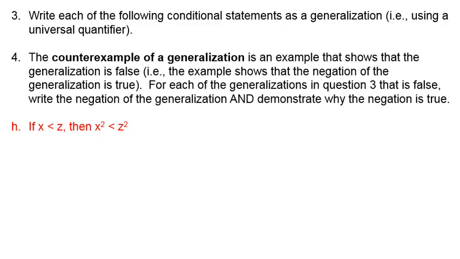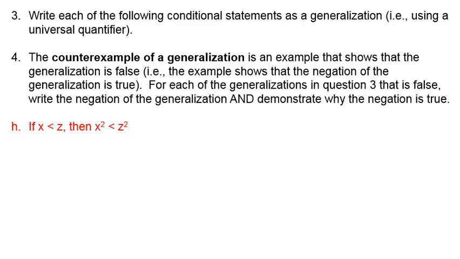So here's a question. It's 3h. The statement is if x is less than z, then x squared is less than z squared. This is a little bit vague because we don't know, are we talking about integers? Natural numbers? Real numbers? What are we talking about? I'm going to go ahead and just quantify it and say, let's focus on a particular type. Let's focus on real numbers.